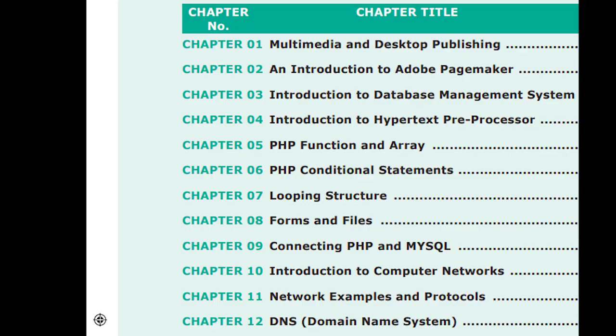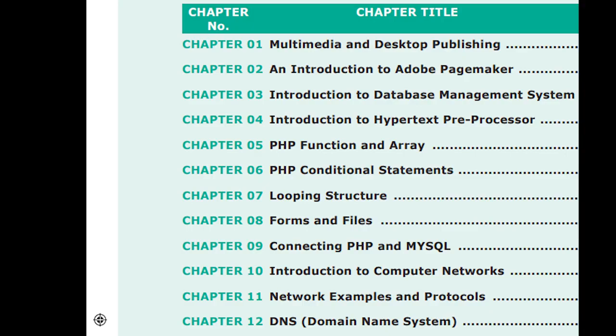And then third chapter, it is database management system. And then from fourth chapter onwards, our PHP is starting, right? PHP. And the fifth chapter is PHP function and arrays. And the sixth chapter is PHP conditional statements. And the seventh chapter is PHP's looping structure. And in the eighth chapter, you will be learning about forms and files. And then in the ninth chapter, it is connecting the PHP with MySQL.